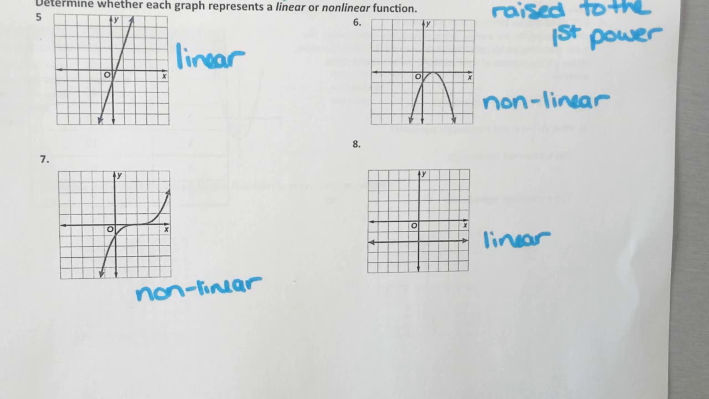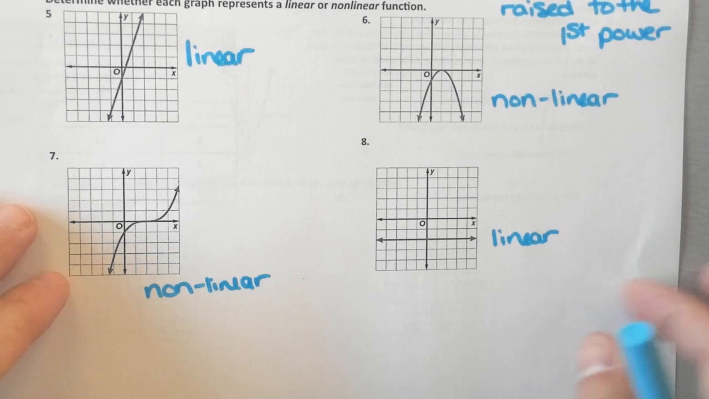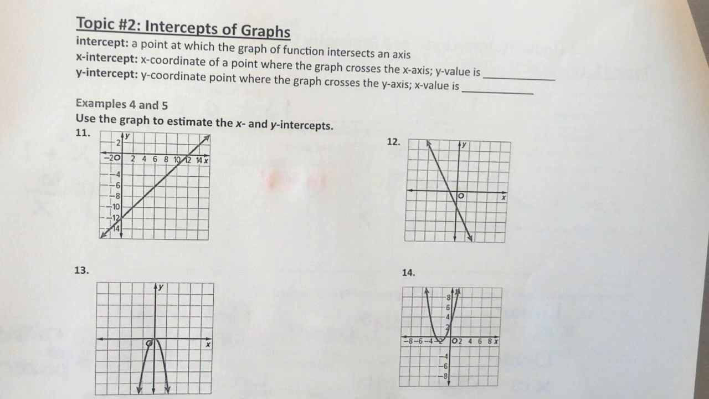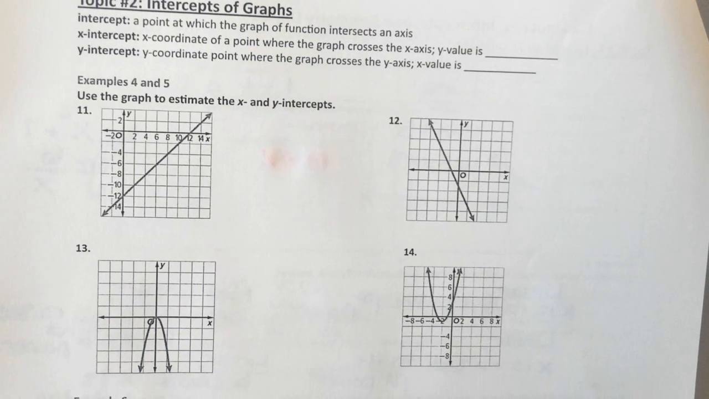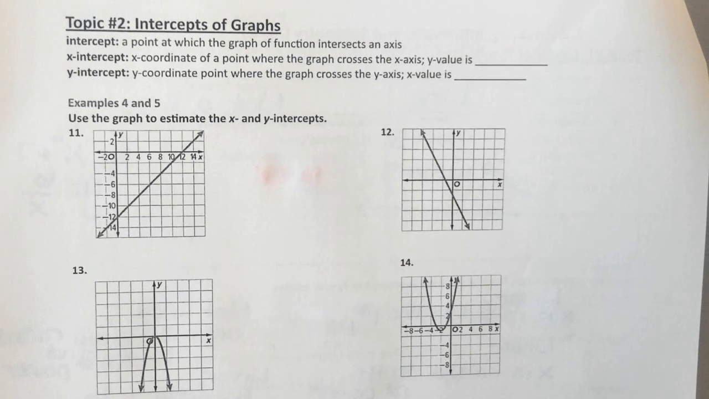Alright, so that's topic 1. Do we feel like we could look at either an equation or a graph and decide linear or non? Okay, because that's going to be part of the homework that we get to in just a minute. Okay, let's flip. We've got one more topic with a couple more examples. Alright, x-intercept.